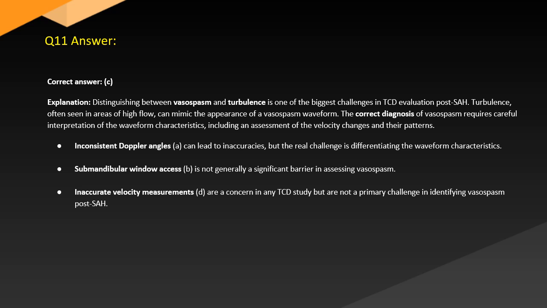Submandibular window access, B, is not generally a significant barrier in assessing vasospasm. Inaccurate velocity measurements, D, are a concern in any TCD study but are not a primary challenge in identifying vasospasm post-SAH.